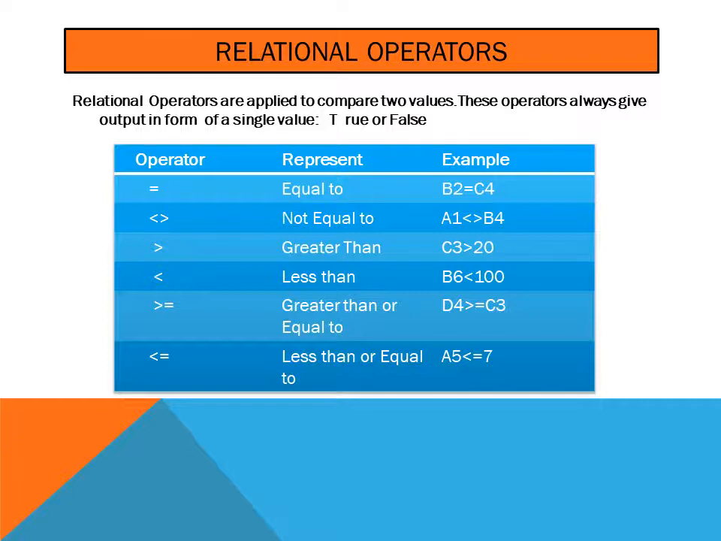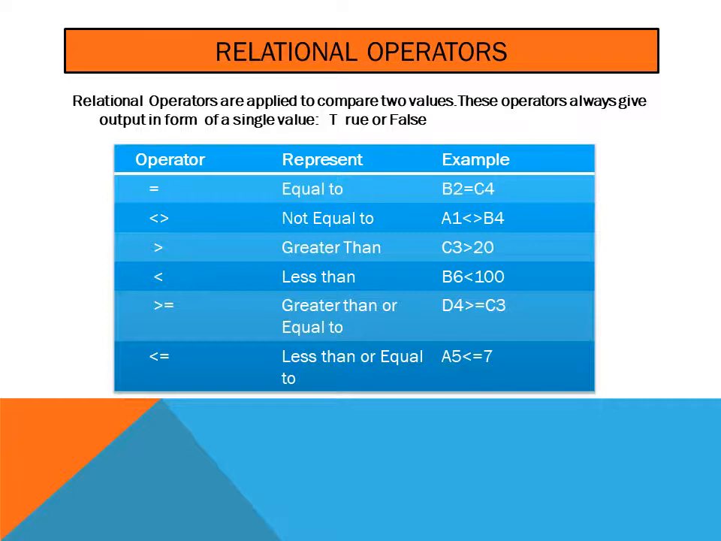Then we have greater than or equal to. Now this relational operator is going to check two conditions. Like in the example shown, D4 is greater than or equal to C3. That means if D4 is greater than C3, then the result would be true. Or if it is equal to C3, then also the result would be true. So it is going to take both the conditions, either greater than or equal to.